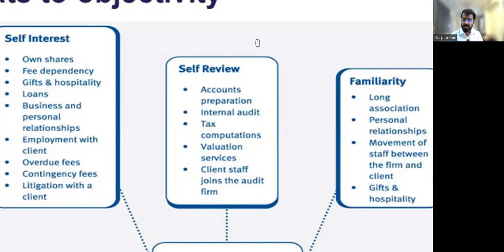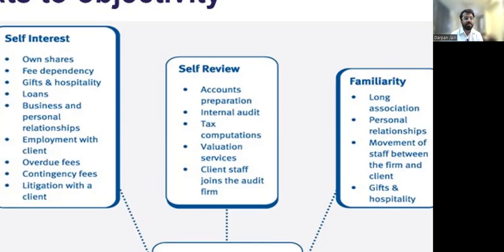Next, overdue fees. Very interesting. What is overdue fees? Let's say for this particular client, Atlas Private Limited, you were the auditor last year also, but last year's audit fees was not paid and it is still not paid. You want to start the audit work of this year, but last year's audit fees is overdue. If last year's fees is overdue, then again, you have an interest. There's a self-interest in that company. So what will be the safeguard? The safeguard is do not commence work until the last year's fees is paid.